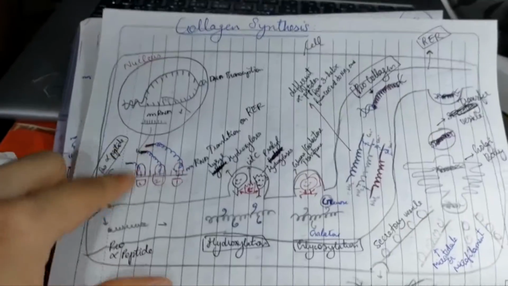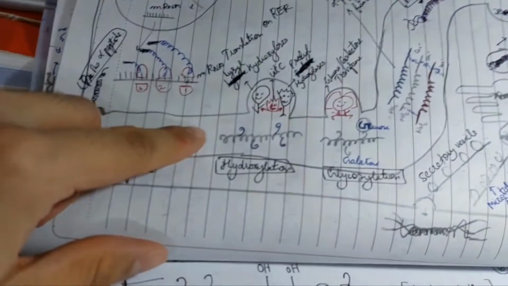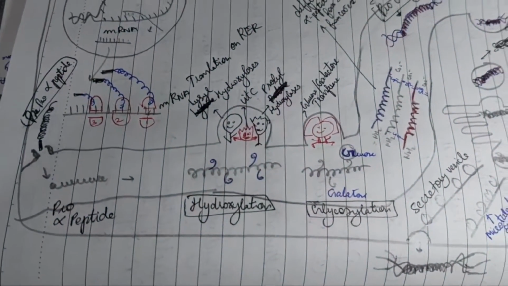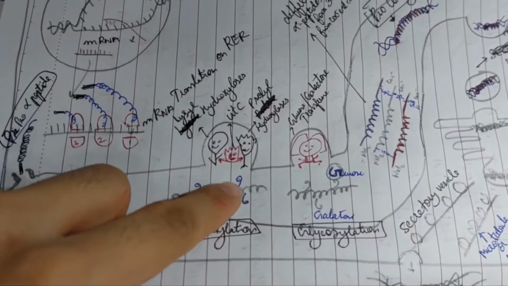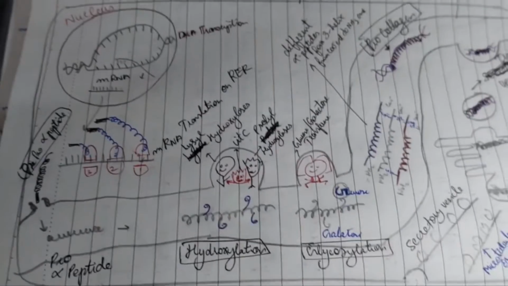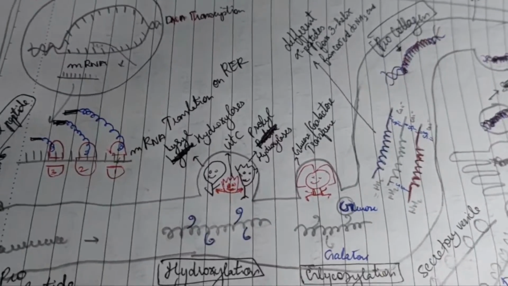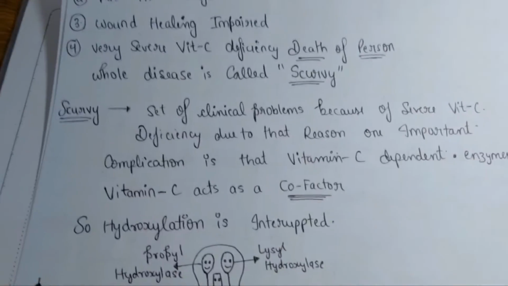But this does not mean that collagen is not being produced. Collagen will be produced, but it will not be very strong. Its strength will be decreased because it won't be hydroxylated and it won't have these extra hooks. So as a result, the collagen being produced will be loose if there is no hydroxylation done.